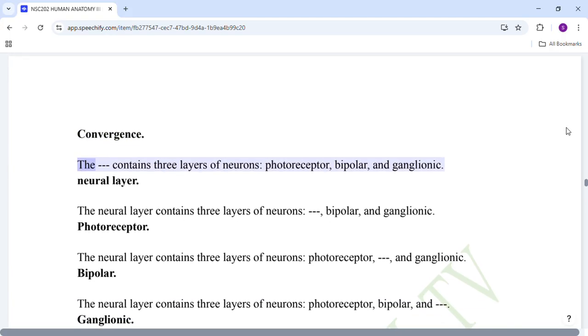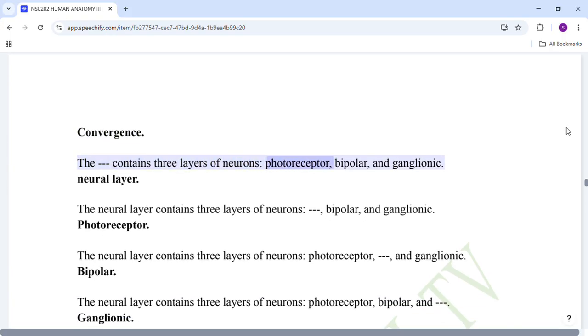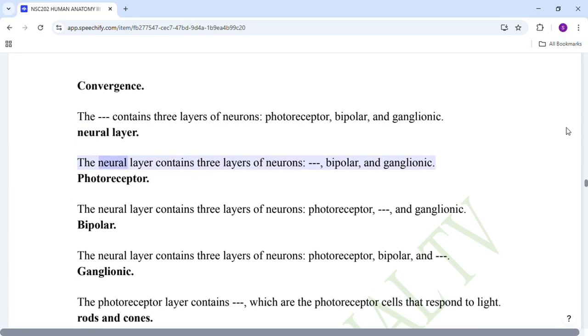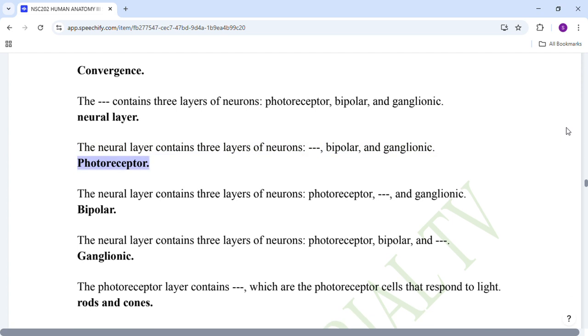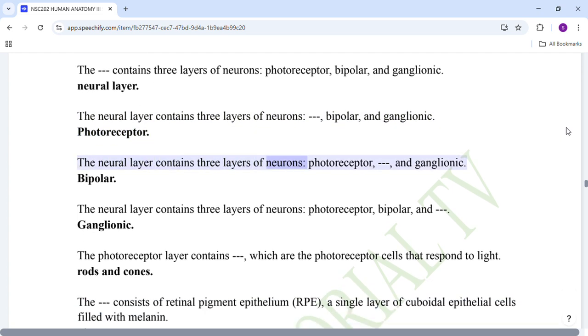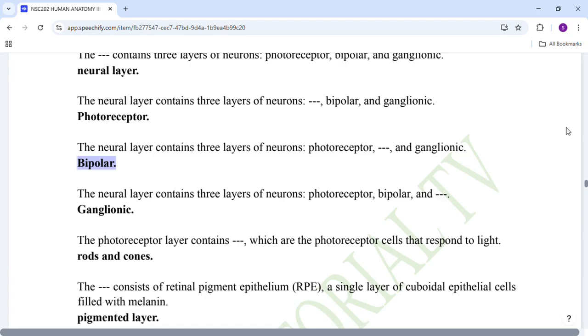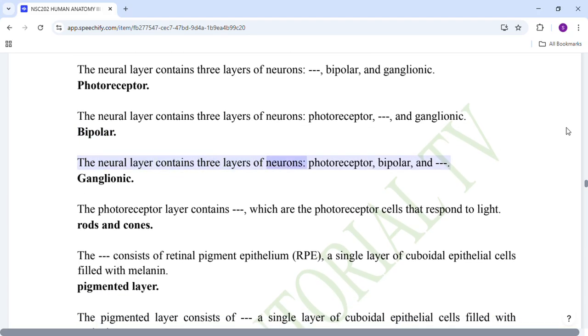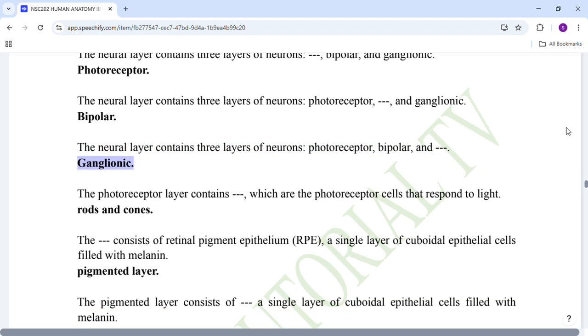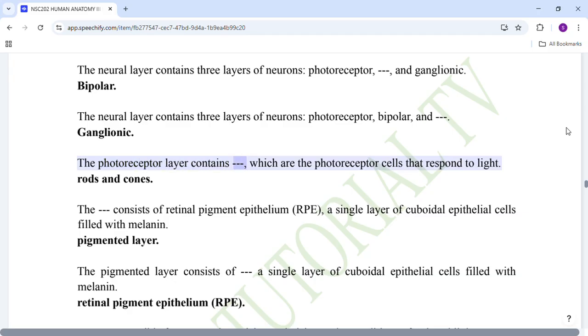The neural layer contains 3 layers of neurons: photoreceptor, bipolar, and ganglionic. The photoreceptor layer contains rods and cones, which are the photoreceptor cells that respond to light.